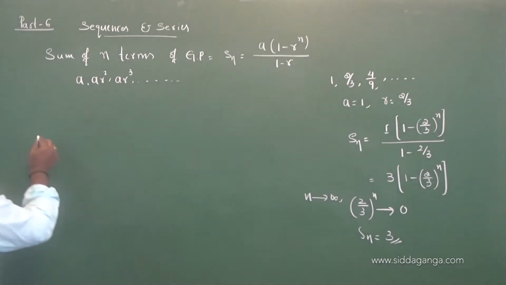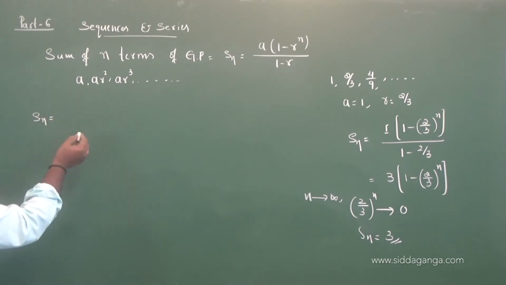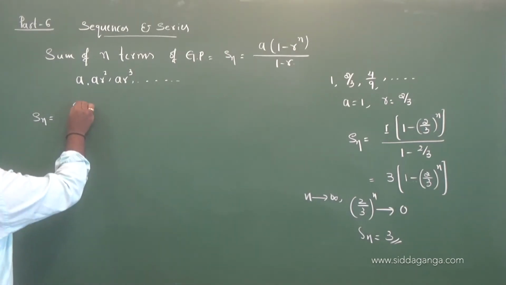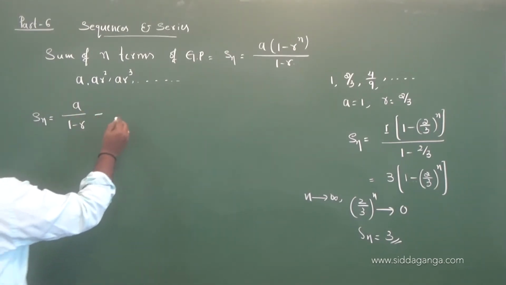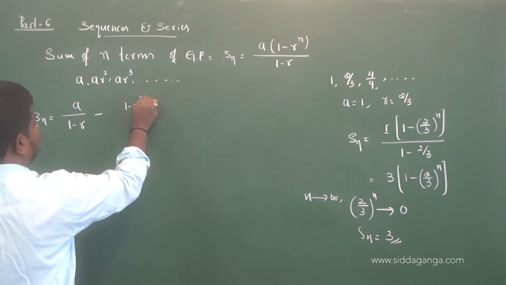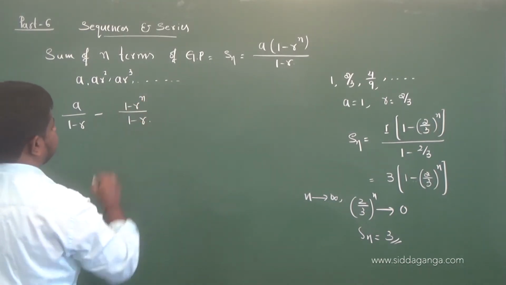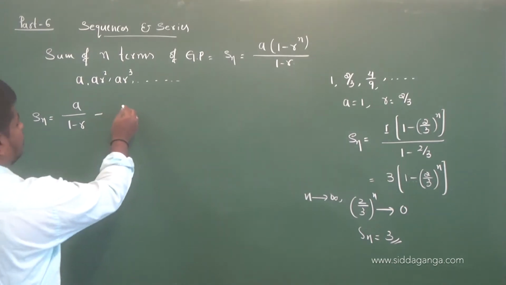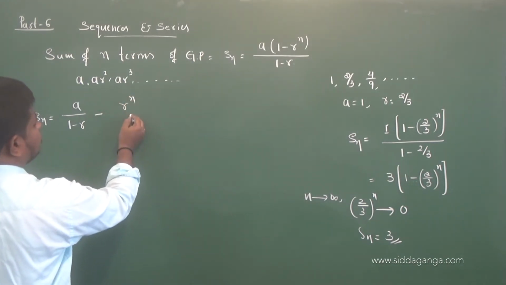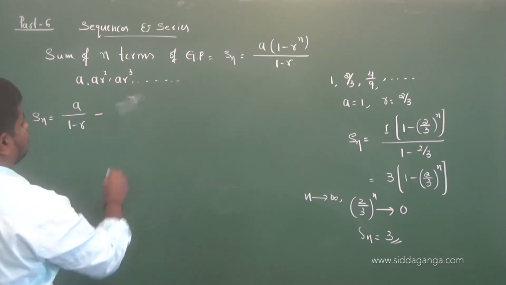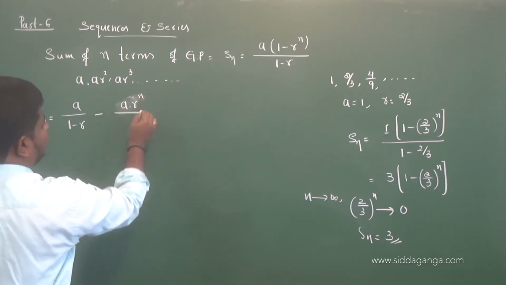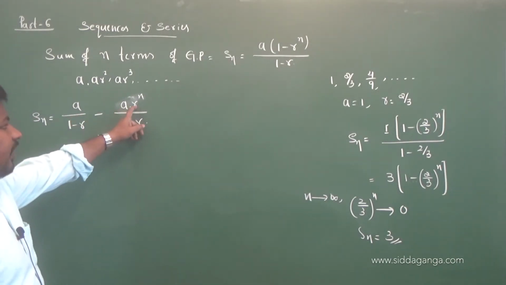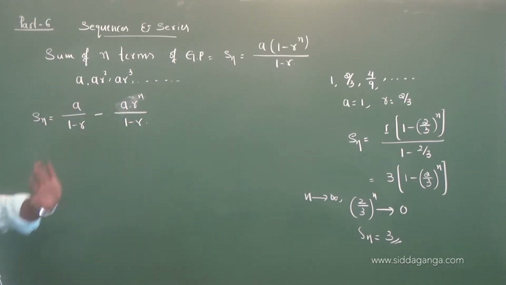And see, Sn is equal to a into 1 minus r power of n by 1 minus r. I am going to rewrite this as a by 1 minus r minus a into r power of n by 1 minus r. It is the same thing you get when you take the LCM.